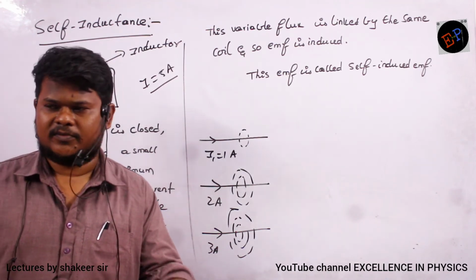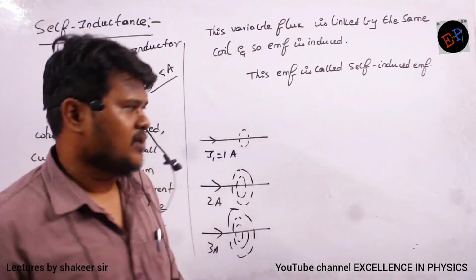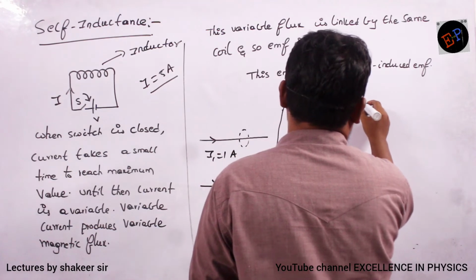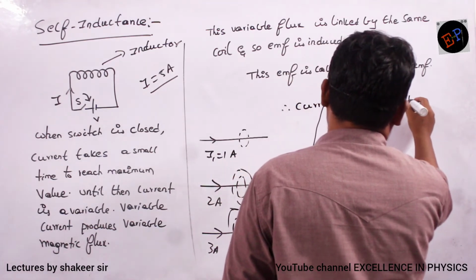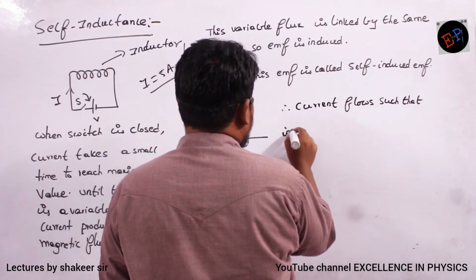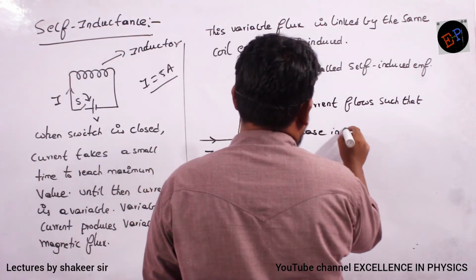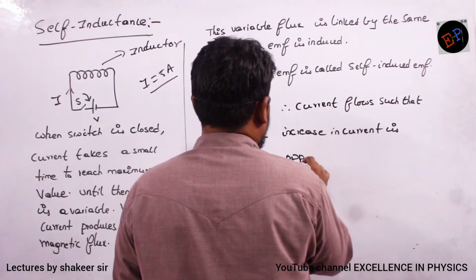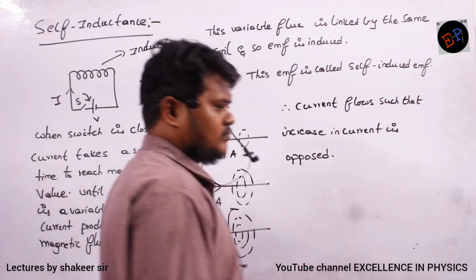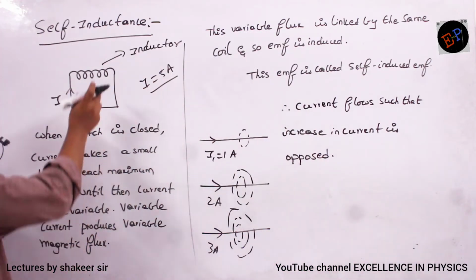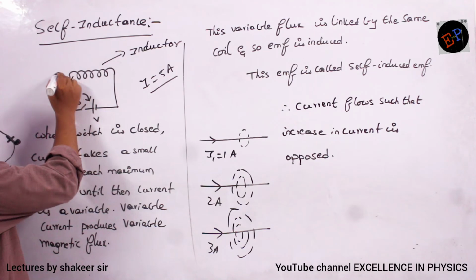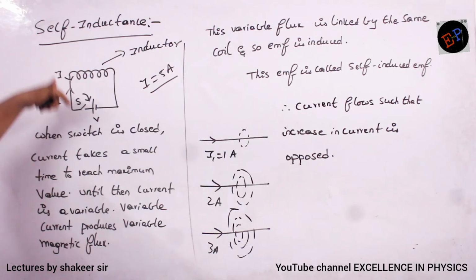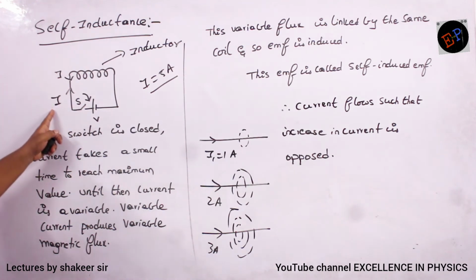Because that is the function of the coil, no? Always it will oppose the change. So therefore what I say, current flows such that increase in current is opposed. Are you able to understand now? Understood now? So therefore this coil will try to flow current in the opposite direction. Coil will try to flow current in the opposite direction because it wants to oppose this current.